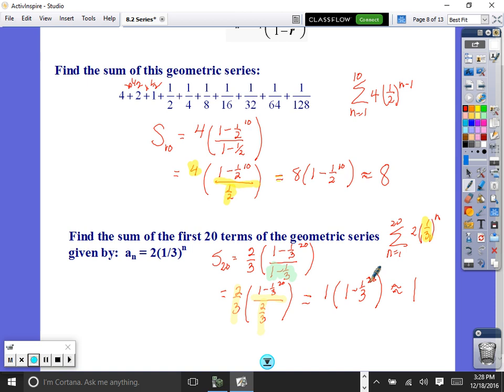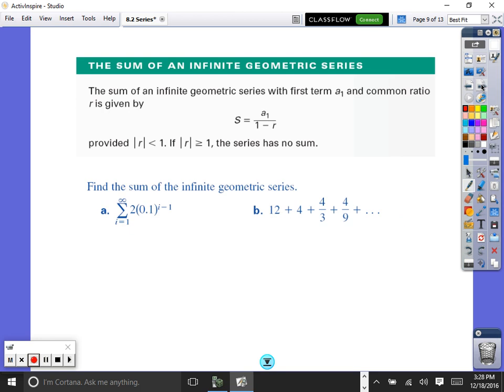That leads us to the sum of an infinite geometric series. These were finite because we had an ending. We had 20 terms. We had 10 terms. But what if I have infinitely many terms? If I have infinitely many terms, this is how you calculate the sum of an infinite geometric series. So if you want to put infinity there, you take your first term and divide it by 1 minus your ratio. We can just eliminate that numerator part of a finite geometric series.